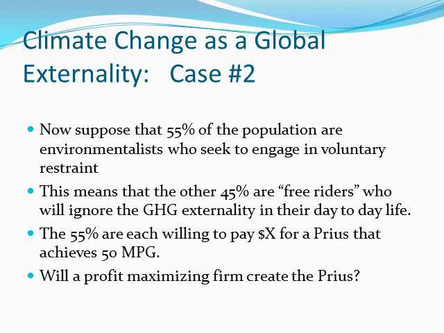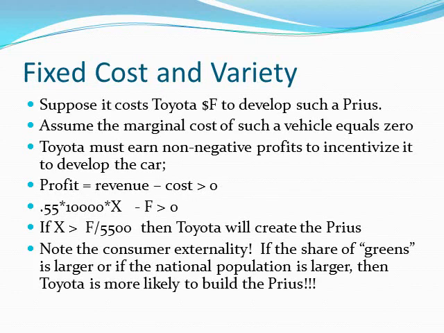Will capitalism supply such a car? Will a profit-maximizing firm choose to create a Prius? Suppose that it costs Toyota F dollars to develop a Prius. It costs money to develop new varieties of vehicles. To keep the algebra simple, let's assume that the marginal cost of such a vehicle is 0. For Toyota to have an incentive to create the Prius, they're going to have to earn non-negative profits. They want to earn positive profits. Only if they're earning non-negative profits will they have an incentive to develop the Prius. Profit equals revenue minus cost, and this must be greater than 0.